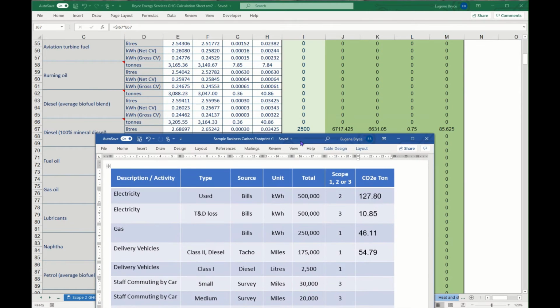So delivery fuel, what did I say? 6.72 tons of CO2. So 2,500 litres. I think I said 50 by 50: 50 litres a week, 50 weeks of the year. Is that reasonable? But 6.72 tons of CO2 equivalent.